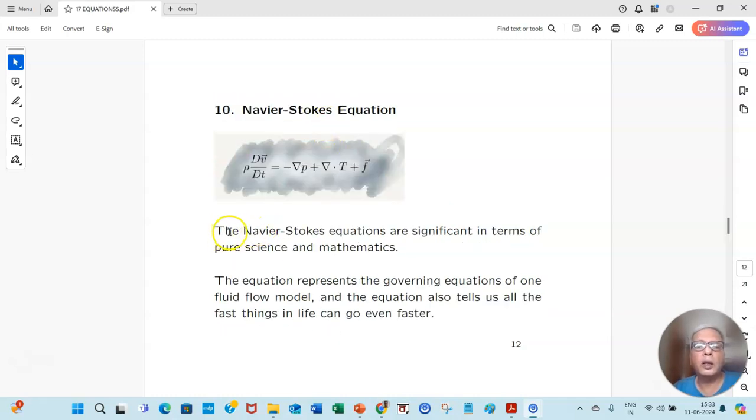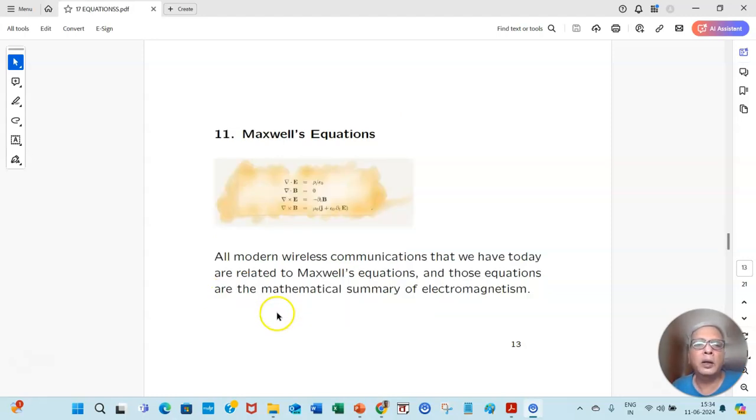Navier-Stokes equation. The Navier-Stokes equation is significant in terms of pure science and mathematics. The equation represents the governing equations of one fluid flow model, and the equation also tells us how all the fast things in life can go even faster. That's number 10. Number 11, Maxwell's equations.